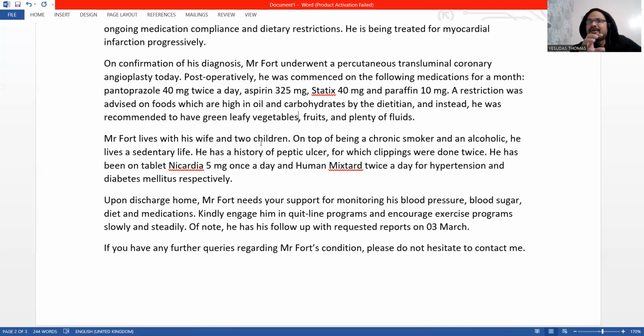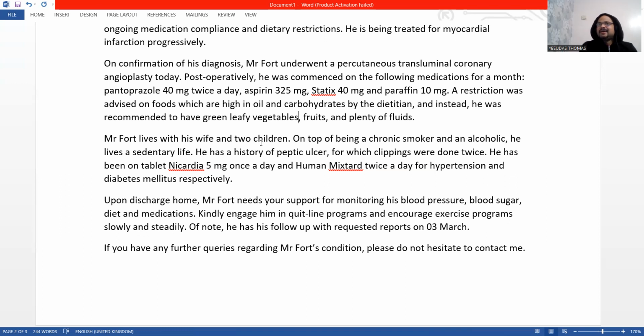If possible, it's always better to be very clear: daily exercise and avoid strenuous exercise for 2 weeks. So if you can do that, that would be better. If not, he has his follow-up with requested reports on 3rd March. So we have not written FBS, FLS, all these things. We said he has his follow-up with requested reports. So reports requested are written in the case note, so it is there.